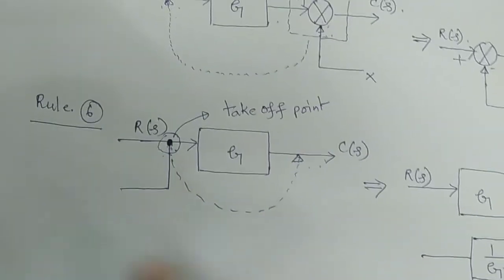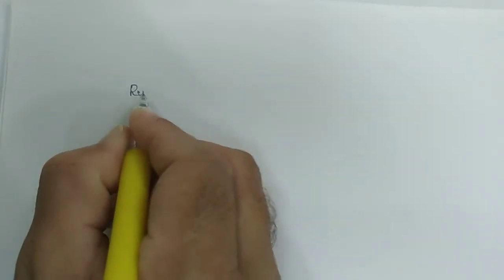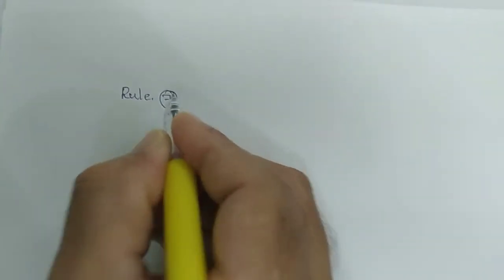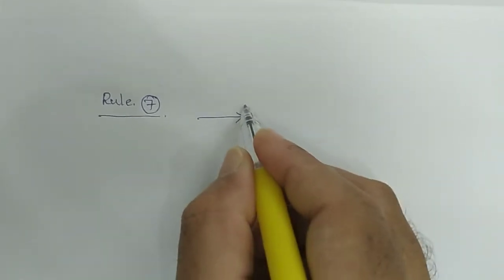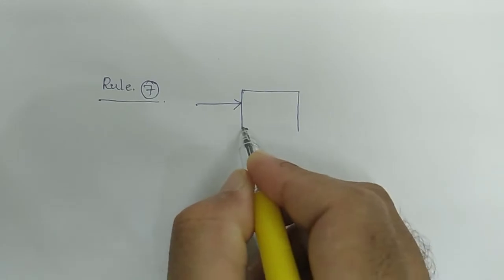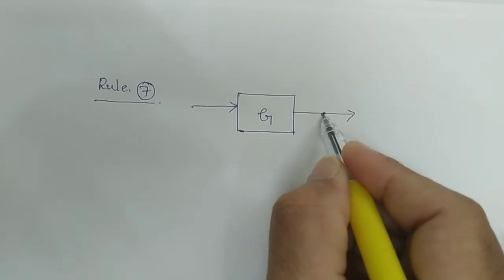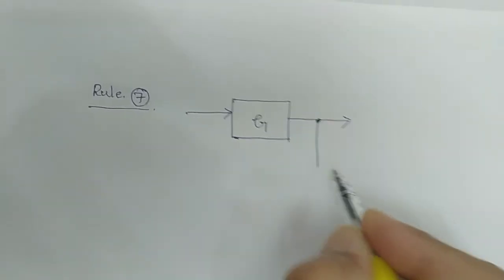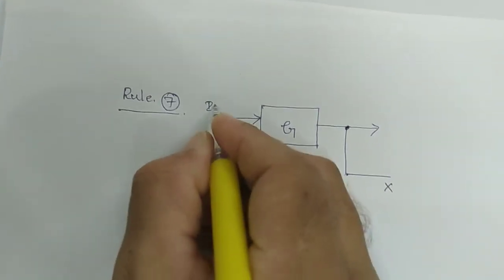Similarly, next rule number 7. Let us see. What is rule 7? Rule 7 is nothing but exactly opposite to this rule. Opposite in the sense, for example, if you have the gain and in this you have a take off point after the block. You have the take off point after the block, let us say all this is some x, nothing wrong in this.